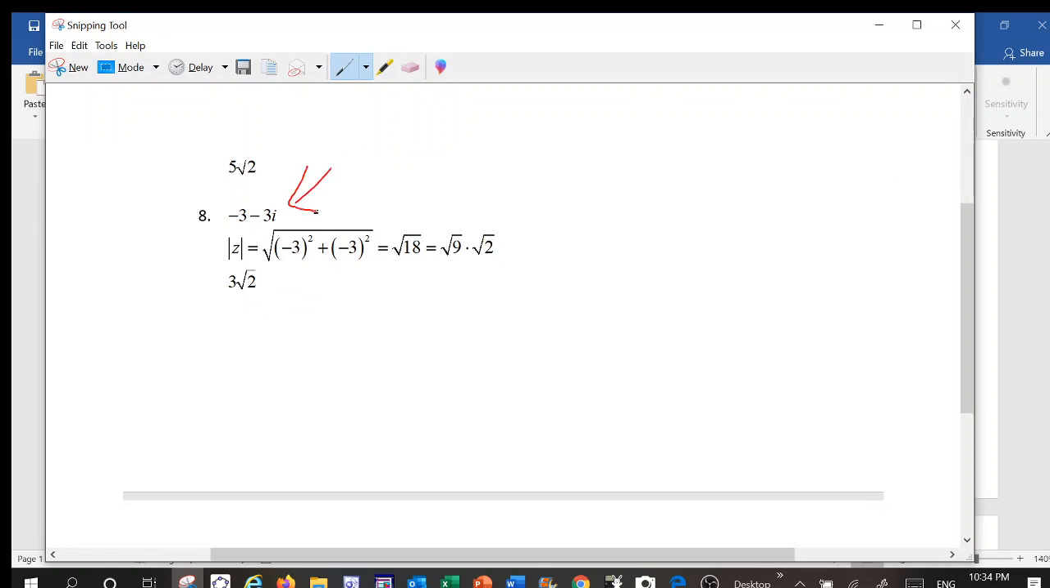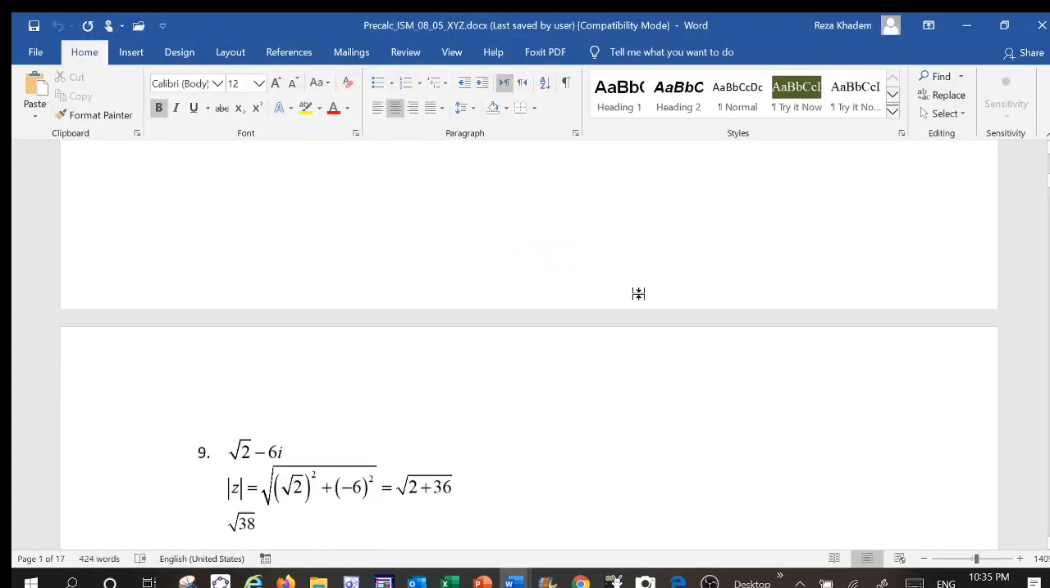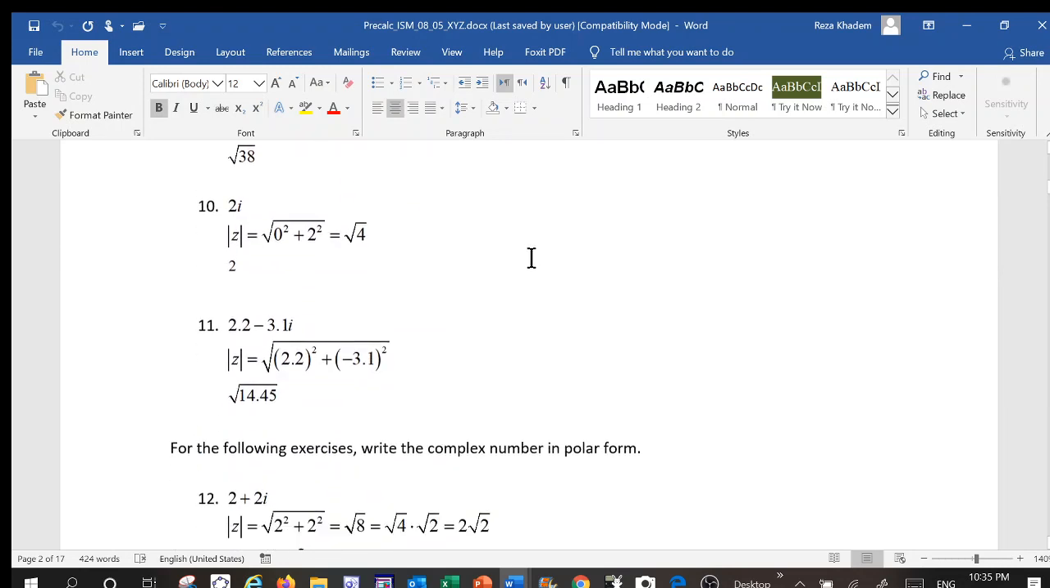remember, absolute value means the length of it, and the length is r. And that's the square root of a squared plus b squared. That's what that is. Okay? Square root of a squared plus b squared. So here, a is -3, b is -3, so you just put them in there and you get 3 square root of 2. So that is the absolute value of a complex number.